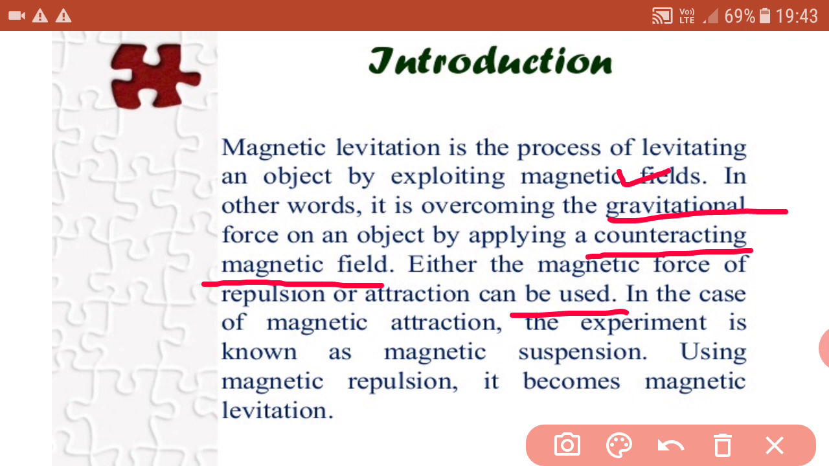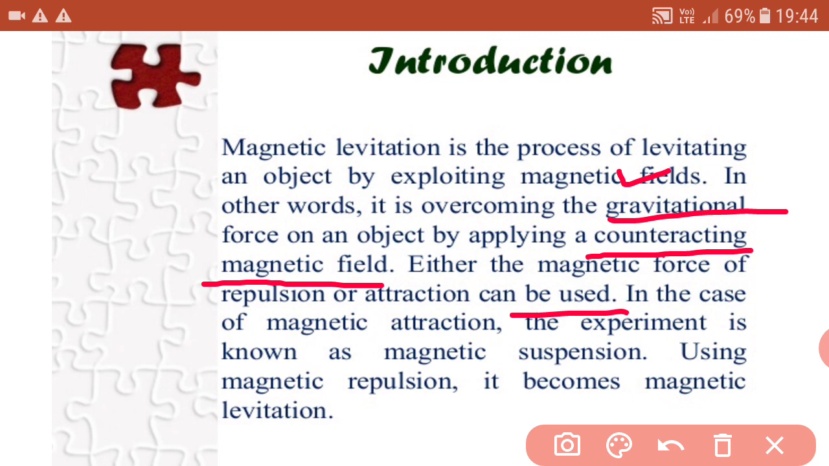So we know that in any magnet there is a north and south pole. If we are using two magnets and two same poles, for example two north poles, are placed near one another, then the repulsion force will be there. And if two dissimilar poles are placed nearby, then an attraction force will be there. So we are using these two forces in magnetic levitation.